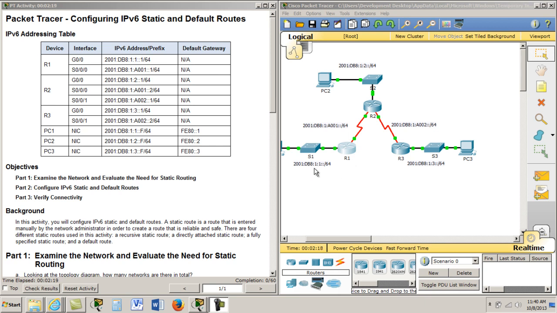So if we look at R1 here, the directly connected networks that it's aware of, the first one being 2001:DB8:1:1. Remember, that is the network ID, the first 4 hextets. A hextet is 16 bits, and 16 times 4 is 64. Recall that the leading zeros are left out, so we really have 4 hexadecimal numbers here, each hexadecimal digit being represented by a quartet, which is 4 bits. So 4 times 4, there's 16 bits per placeholder, or hextet, in an IPv6 address.